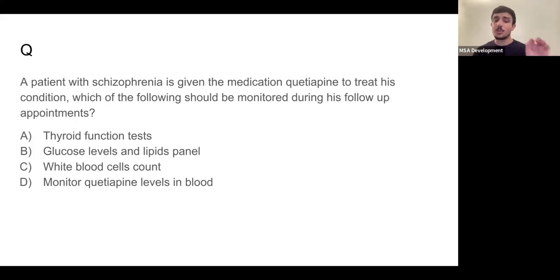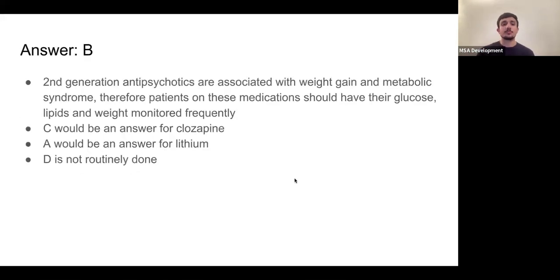B is the answer. C, white blood cell count. What does that remind you of? I hope you're telling me clozapine. Clozapine you monitor. Now, D, you don't do that. You don't really monitor the levels of the drug specifically. So, answer B.